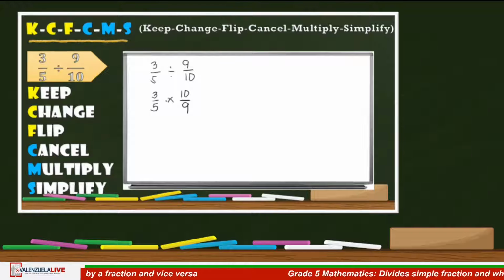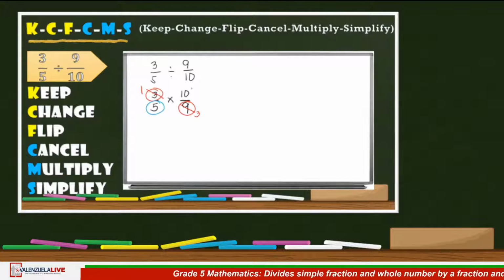So let's take a look if there is a common factor between 5 and 10 or 3 and 9. As we observe, there is a common factor between 3 and 9. The common factor of 3 and 9 is 3. So 3 divided by 3 is 1. 9 divided by 3 is 3. Then, as we observe, 5 and 10 also have a common factor. The common factor of 5 and 10 is 5. 5 divided by 5 is 1. Then, 10 divided by 5 is 2.